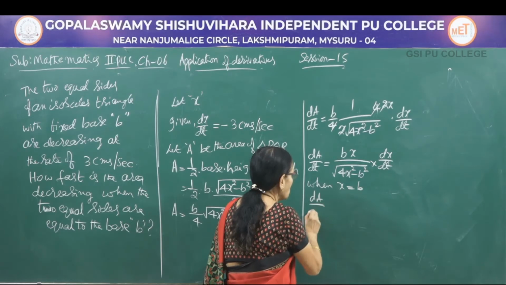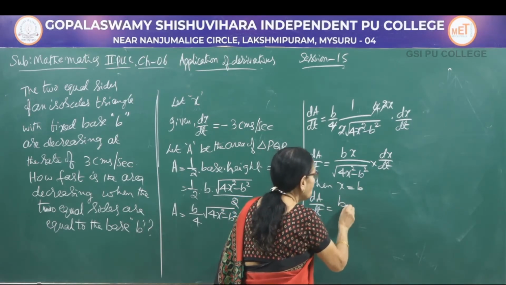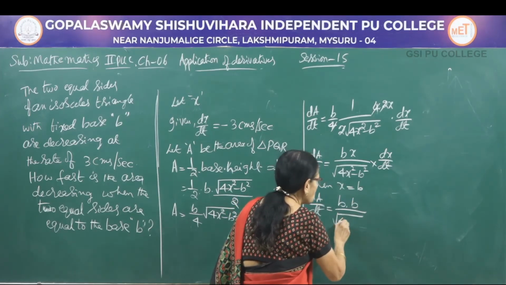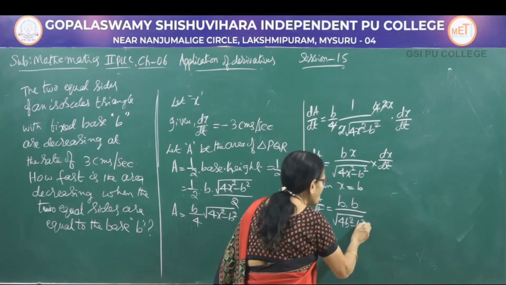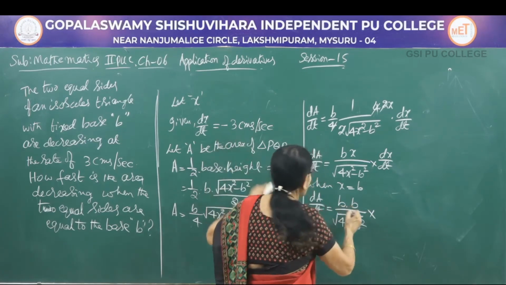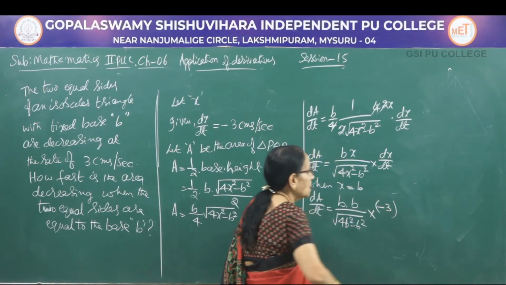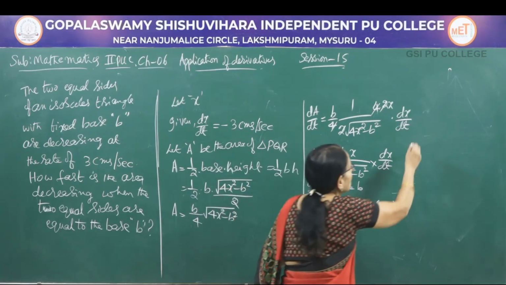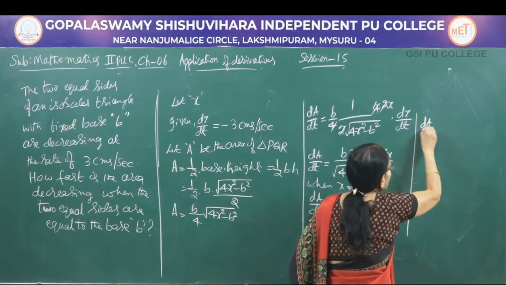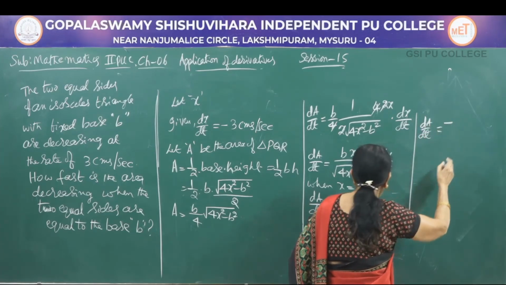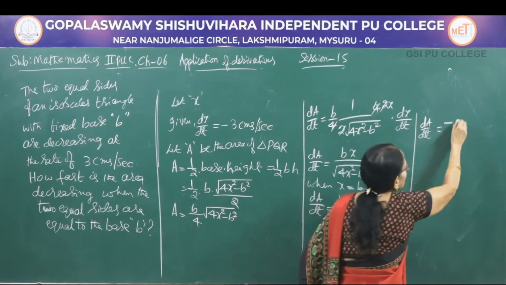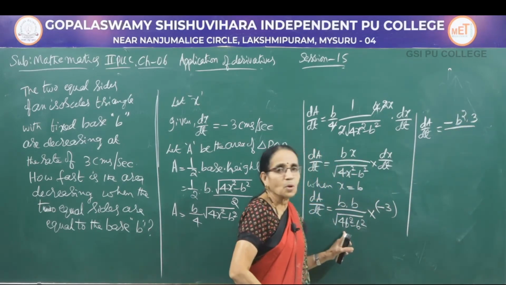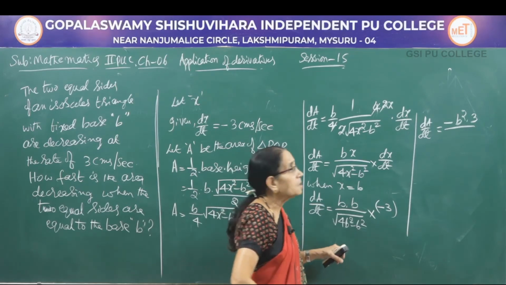therefore, let me write the value. dA by dt is b into b, x having been replaced by b, over root of 4x squared, that is 4b squared minus b squared, into dx by dt. We are having a minus sign. It is minus 3. Now, it is nothing but arithmetical calculation, that's all. Therefore, you have dA by dt equal to, first write the minus sign, b into b, that is b squared, into 3 divided by, look at the denominator, 4b squared minus 1b squared is 3b squared.